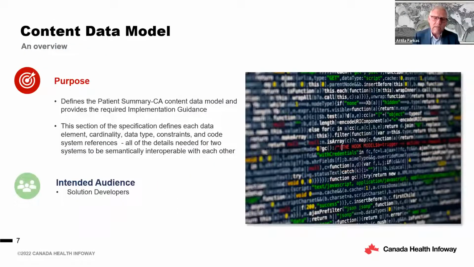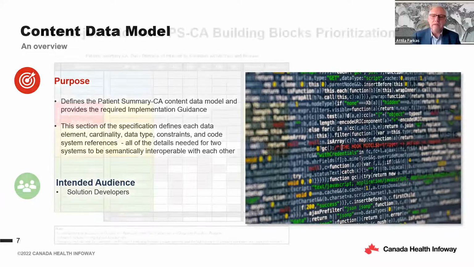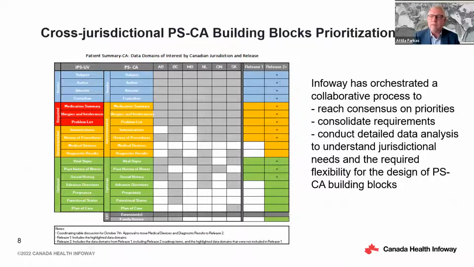So the content data model, the audience for this is definitely solution developers. This is a fairly technical document, but from a business perspective, I would say this is probably the picture that you most care about. We tried to put everything in one single picture because, you know, a picture is 1,000 words. But what you see in this picture is the left side column shows the International Patient Summary Universal Version, UV. And this is the data domains that the IPS contains.